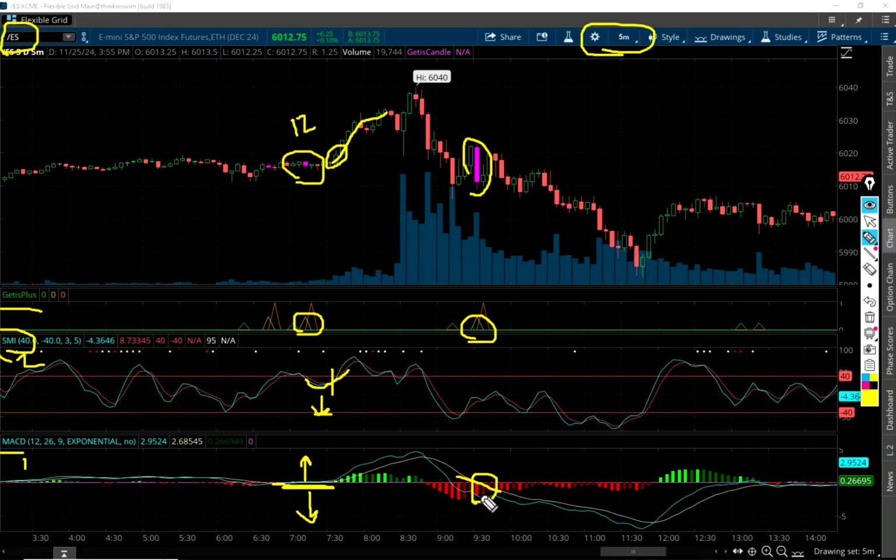Now we know we got negative momentum going on the 5-minute chart. Okay, so we're going to pay attention. Are we just going to take a trade right away blindly? No, we're not going to do that. We're going to wait for the SMI to tell us.